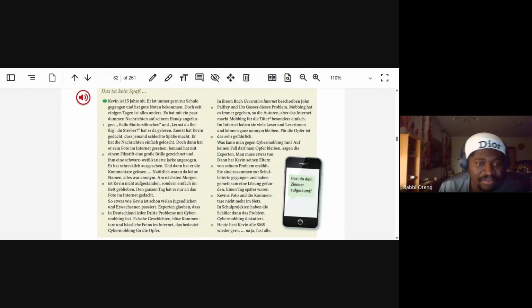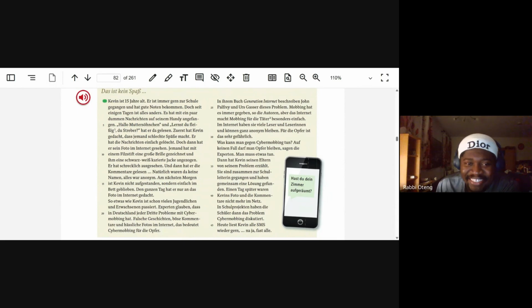Anders means differently. Es hat mit ein paar dummen Nachrichten auf seinem Handy angefangen. In this sentence, what's the main verb? Anfangen means to begin or to start. For the past tense we use haben plus angefangen.